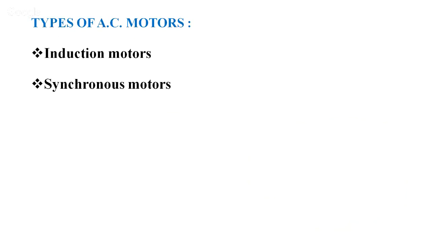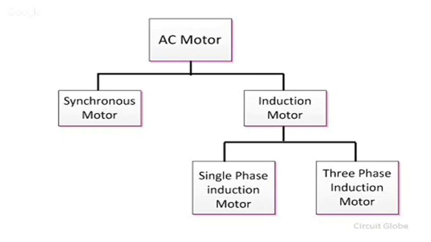What are the different types of AC motors? AC motors are broadly classified as induction motors and synchronous motors. This is the classification of AC motors. You can see here, AC motors are classified as synchronous motor and induction motor. Induction motor further is of two types, single-phase induction motor and three-phase induction motor.